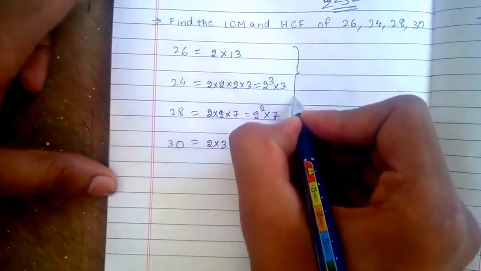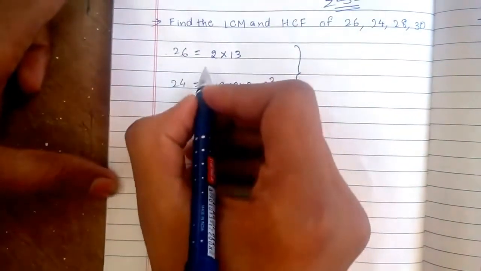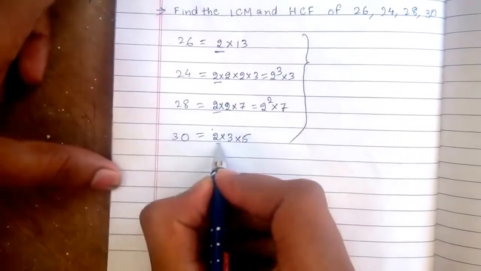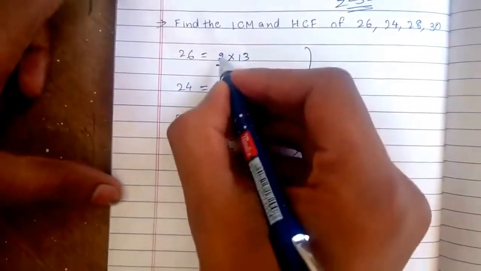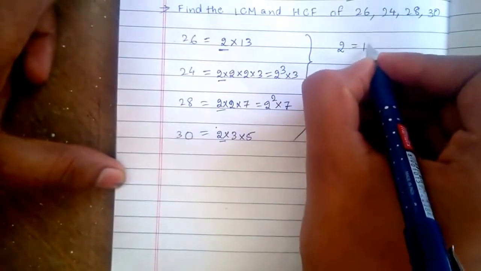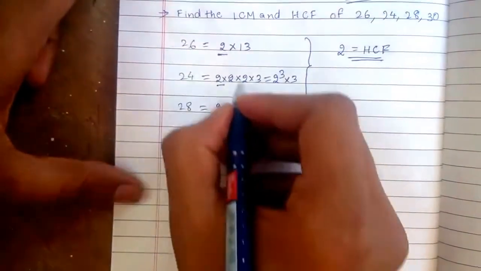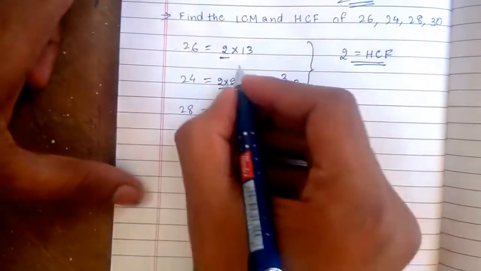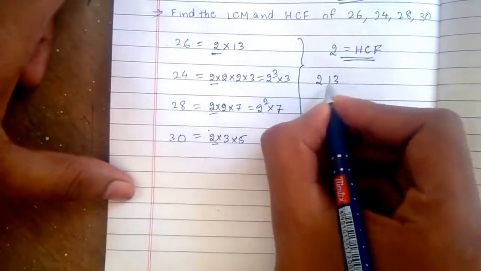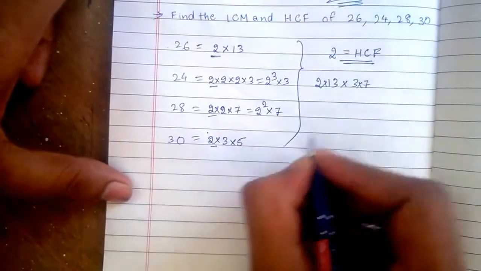Now from these numbers pick up what comes common in all the factorizations. You see that 2 once comes common in all four factorizations. Once 2 appears common in all four, so 2 becomes the HCF. And now the LCM. Pick up all the prime numbers that you see. I see 2, then 13, 3, 7 and 5.